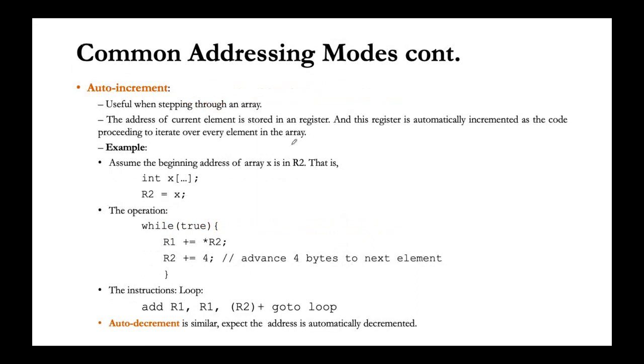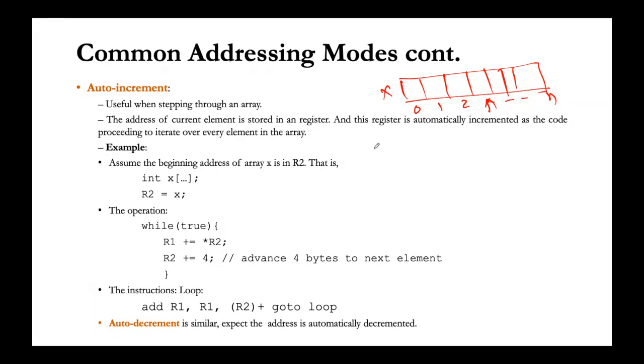Then comes auto-increment and auto-decrement. These are useful when stepping through an array, as we discussed. When you are trying to access this array of elements, either from right to left or left to right, it steps one step at a time. The first element will be accessed, then the second element, then the third element, and so on up to n elements. Or if it is somewhere in the middle, then it may go forward and back. So auto-increment and auto-decrement will be done.